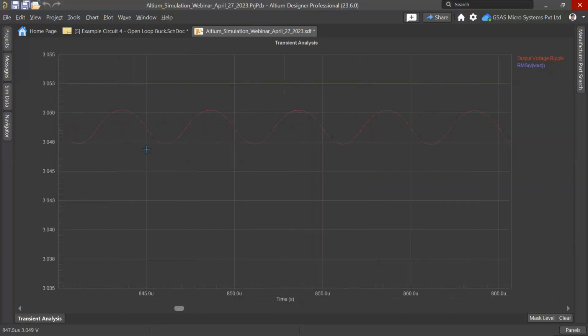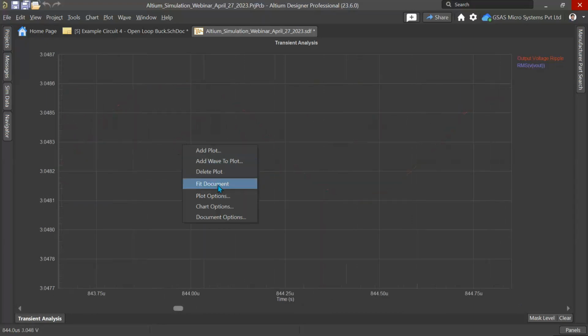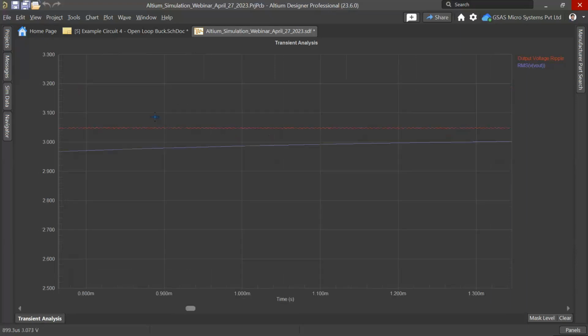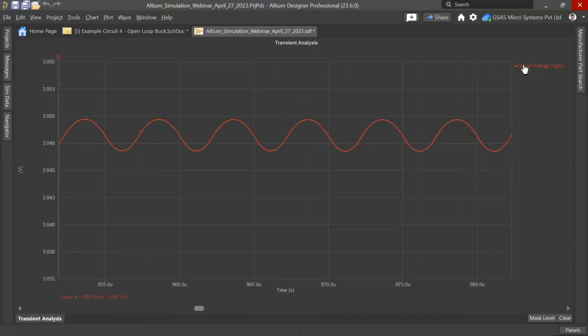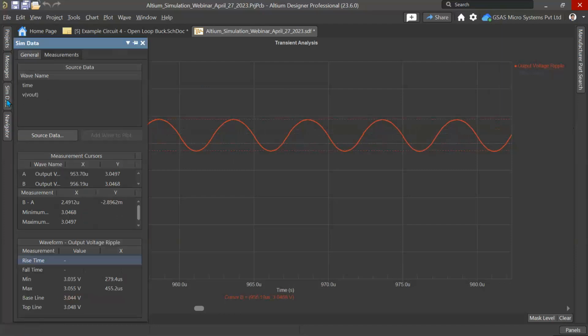Yes, let us view this output because that is not clear. Let us view this one. Let's take cursor A and cursor B. This is the sim data.